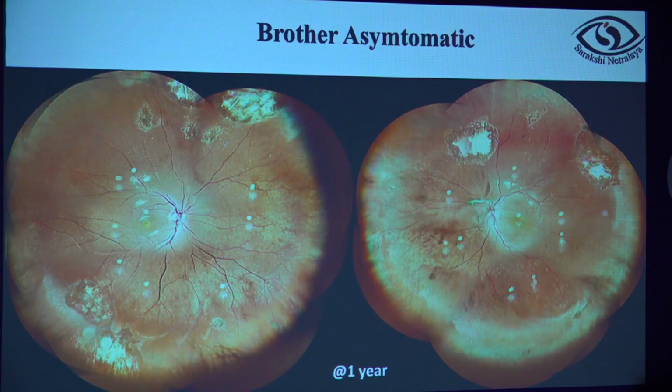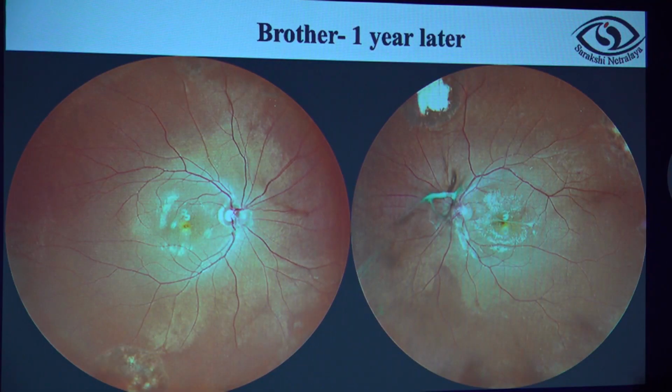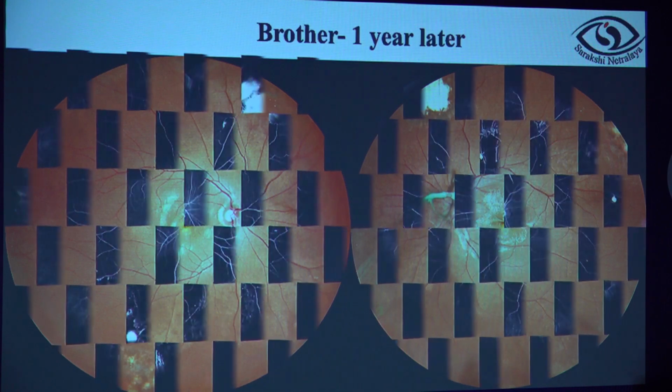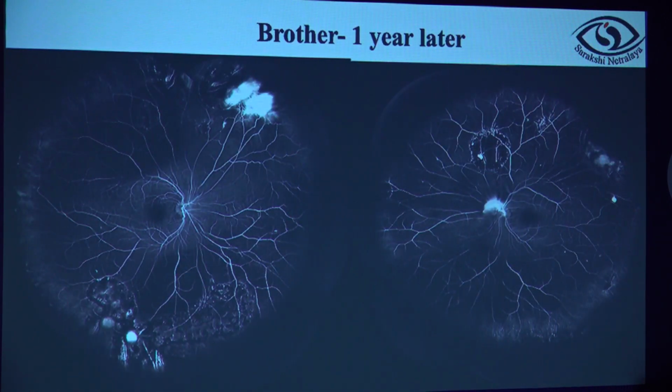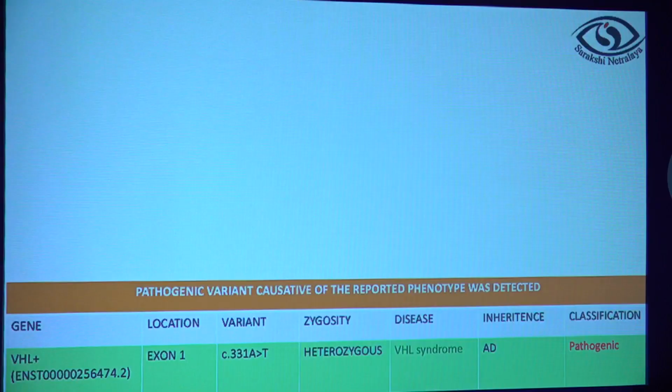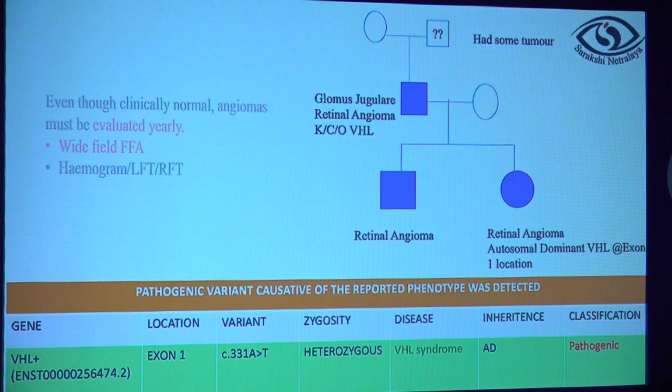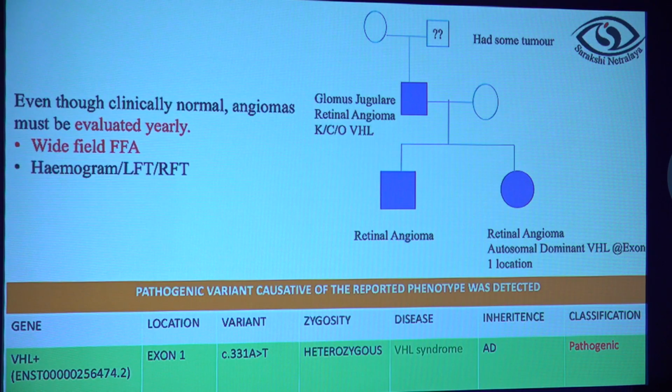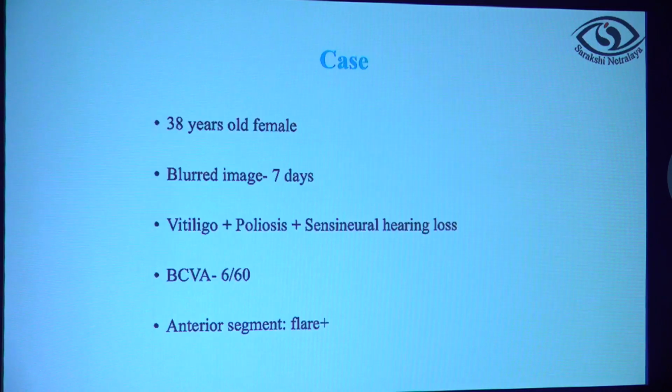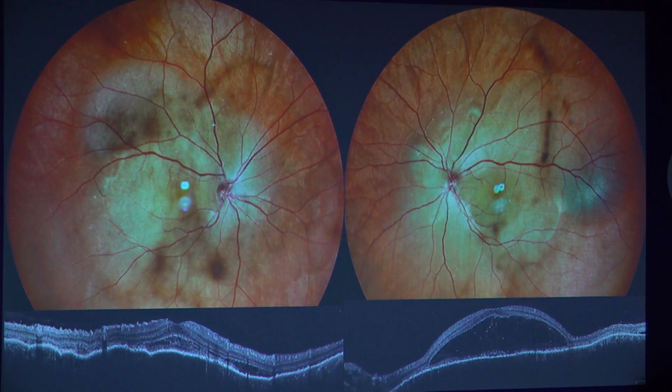And this is 1 year later, the brother. We wanted to confirm whether the lesions had adequately regressed. To our dismay, there were certain new lesions and a few of the previous lesions had not regressed adequately. This is how ultra-wide field angiogram helps you day to day. Finally, we did a genetic study. We could identify the gene, and this is the recommendation: wide field fluorescein angiography in such cases of vascular tumor yearly.